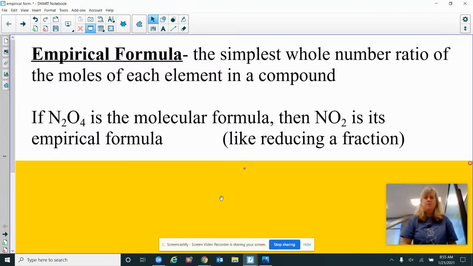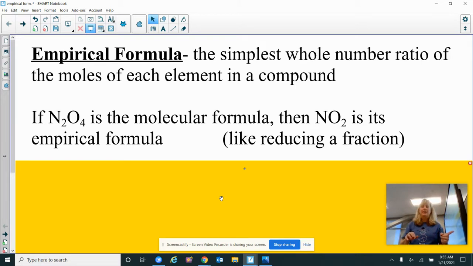Okay, so I'm going to explain empirical formula to you. An empirical formula is the simplest whole number ratio of the moles of each element. So when we look at a formula like N2O4, that's the molecular formula. And then, like reducing a fraction, what's the simplest ratio between the nitrogen and the oxygen? That's like dividing through by 2. So it's 1 N to 2 O's.